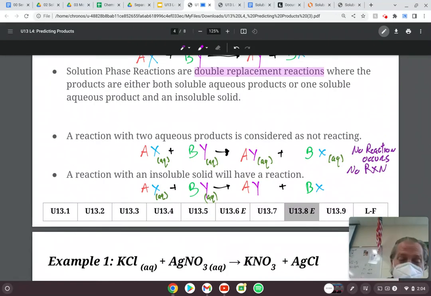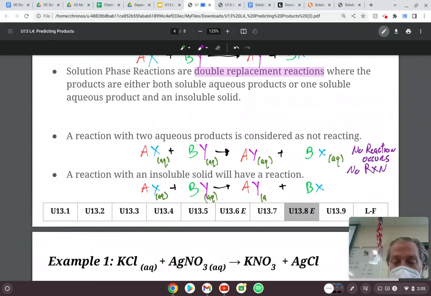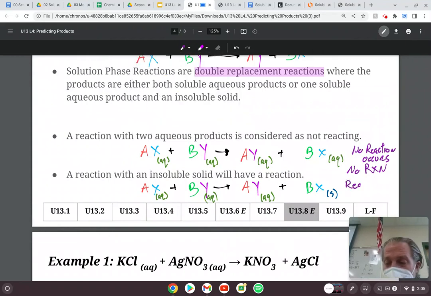In a reaction which has two aqueous reactants and an aqueous product and a solid product, we can say that the reaction occurs. Okay. So these two scenarios are going to be really important for how you proceed with the rest of today's lesson. If you have aqueous as a product, then you are going to have no reaction. And if you have aqueous solid, or for that matter, solid aqueous, you will have a reaction that occurs.